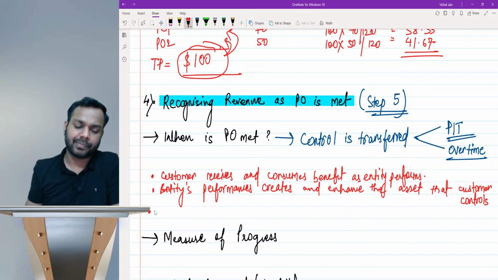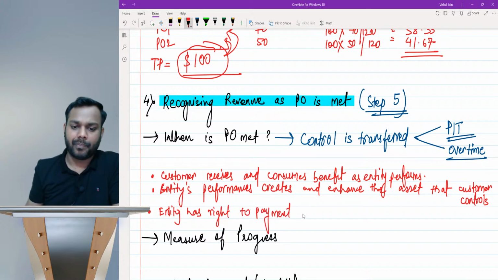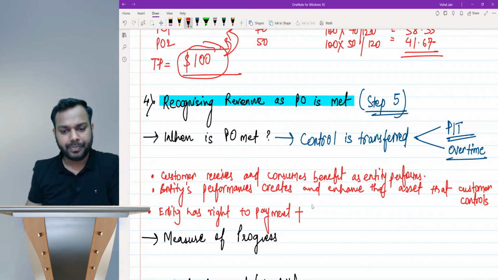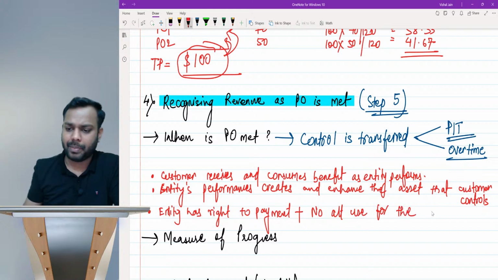And third, the entity has the right to payment, plus no alternative use for the asset. Now let me analyze these 3 conditions.